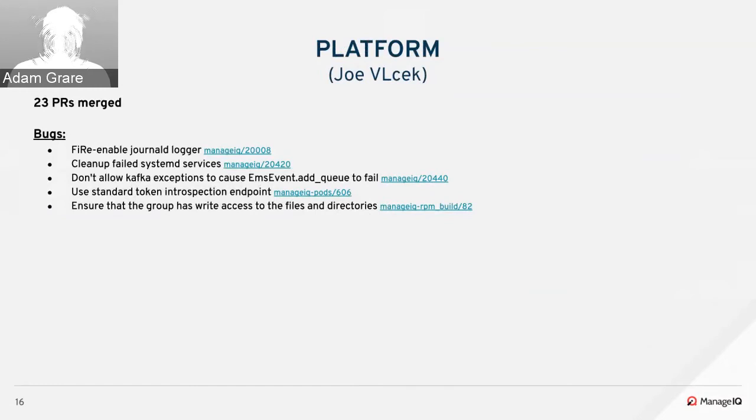Thanks, Adam. So this sprint, there were 25 PRs merged across the platform space, the most noteworthy of which were these few bugs. One issue was addressed where some instances logging to journald were segfaulting, and this was fixed by re-enabling the journald logger. Possible systemd and container service deployments failing was also addressed. A bug was fixed where Kafka exceptions were causing the EVM events add queue to fail.